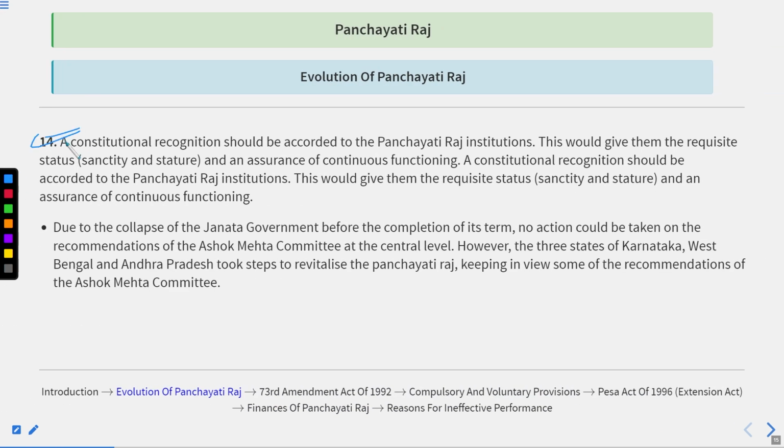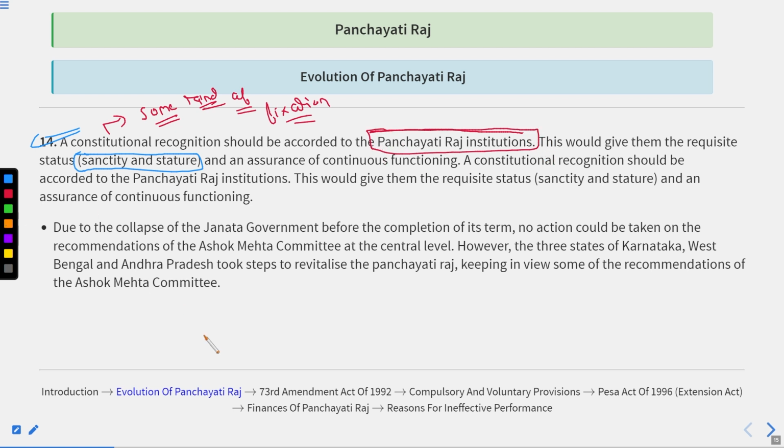Now, a constitutional recognition should be accorded to the Panchayati Raj institution. This would give them the requisite status like sanctity and stature. Because whenever something is done by the constitution, then it is some kind of fixation. What does it mean? It means that the things could not be changed easily. Okay? So that's why they said that the Panchayati Raj institution must be given constitutional stature.